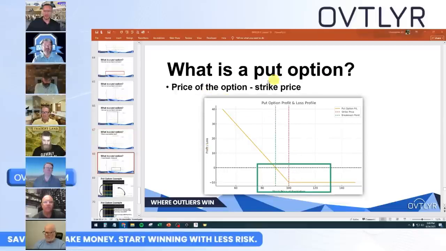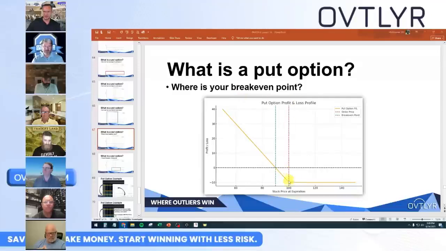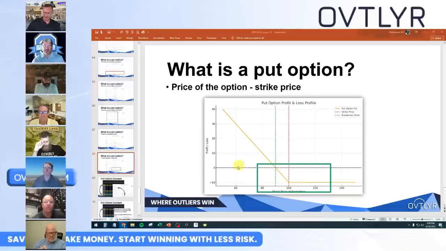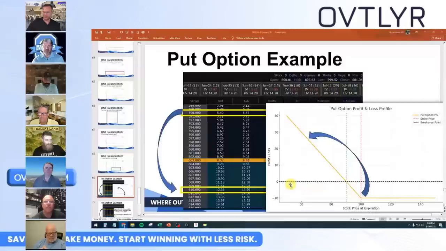So what is the put option? The strike price minus the price of the option. What is that? That is our break-even point. Yeah, so same thing that we did earlier. It's $100 minus the $10 you paid for it, so your break-even point is 90. 90. Got it.